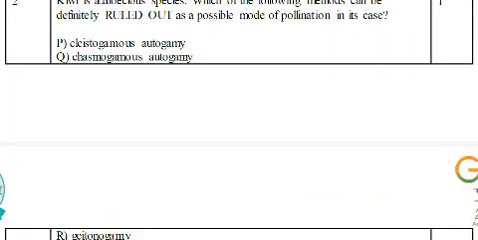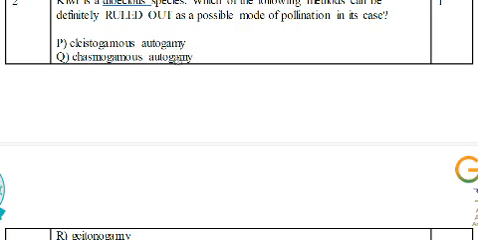Kiwi is a dioecious species. Dioecious means it is unisexual. That means either the plant will have the male part or the female part. So it will have male flowers or only female flowers. So which of the following methods can be definitely ruled out as a possible mode of pollination in its case? Cleistogamous autogamy and chasmogamous autogamy.